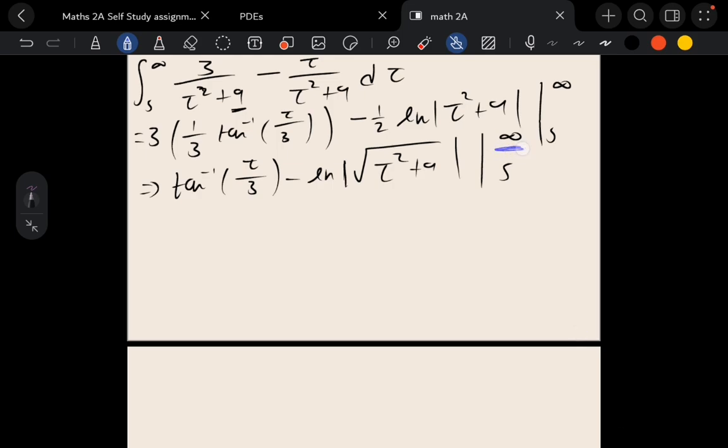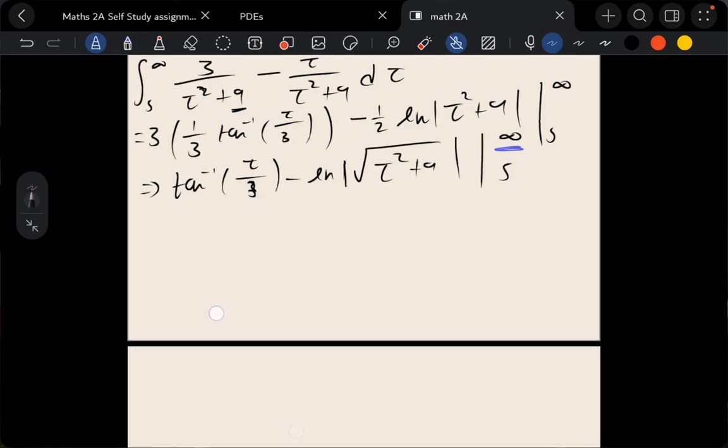Now, when you substitute infinity into the arctangent, what do you think is going to happen? What will be your answer? The answer is pi over 2. Why? Because tan is undefined at pi over 2. So you need to keep that in mind.